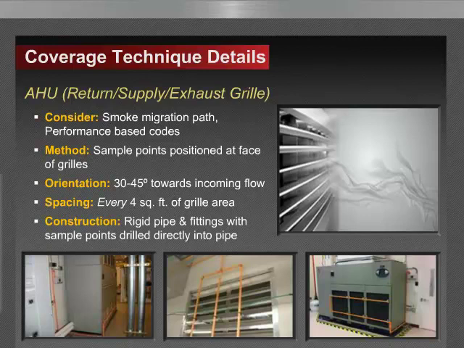Constructing a pipe network generally involves use of, again, rigid 3/4 inch fire-rated pipe with sampling holes drilled directly into the pipe network, paying attention to sample hole orientation, as we discussed, and the distance off the face of the grill. And so where maintenance requires the removal of the sampling pipes on a regular basis, such as access to the filter bank within the air handling unit itself, for instance, the pipe network design should provide for the use of socket unions to permit the removal of the grill.